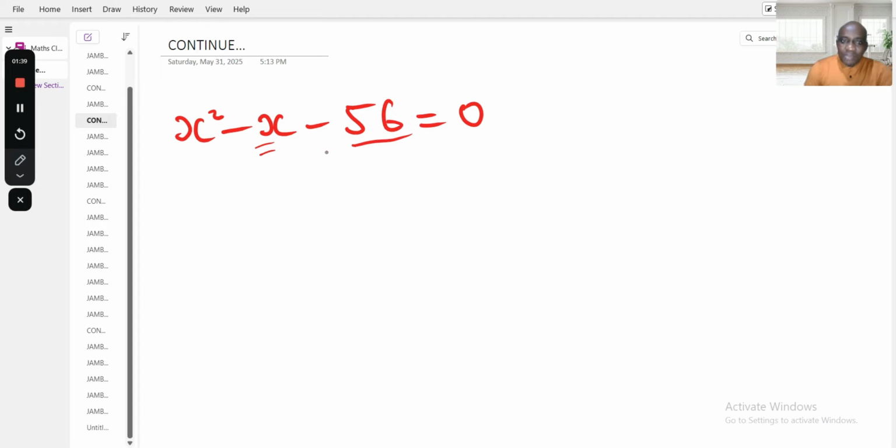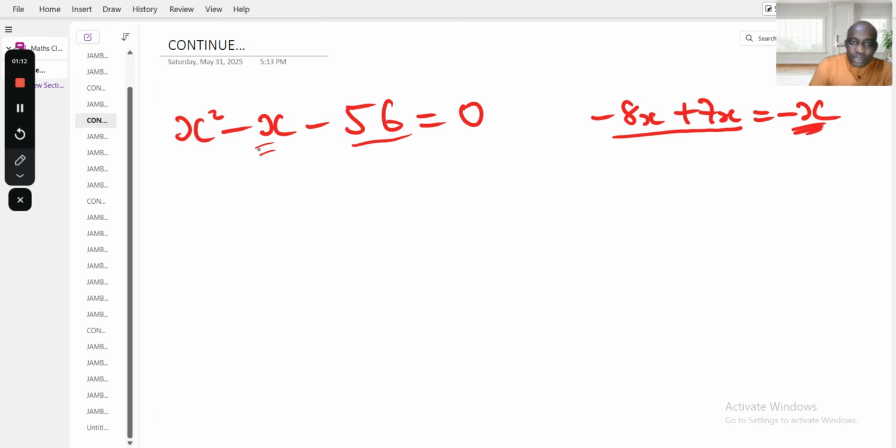How do we arrive at −x? Therefore, we are going to use −8x + 7x. What is that going to give us? −x, because you are still owing, but you have 7, and when you pay, you are still owing −x. Therefore, this −x, we are going to replace with these terms because it's the same thing. −8x + 7x is equal to −x. Therefore, we are going to change this one to that.